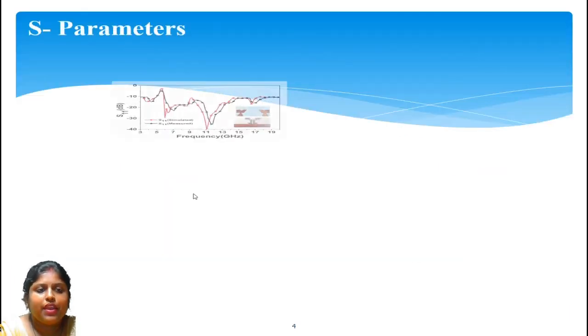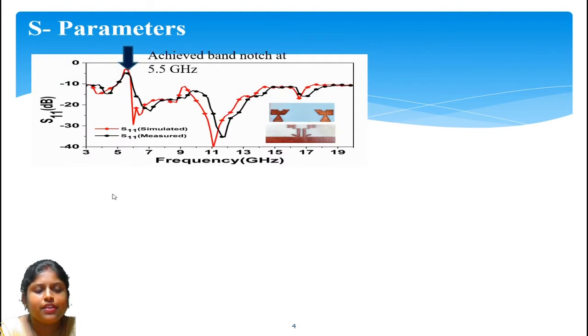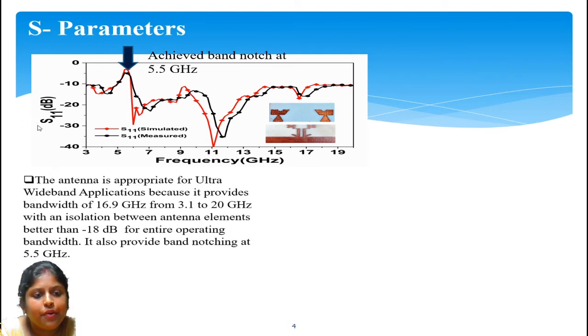Now, the S parameter. According to IEEE, the portion of the S11 curve that lies below the minus 10 dB line is represented as the bandwidth of the antenna. Here, the proposed antenna provides ultra wide band, with a bandwidth from 3.1 to 20 GHz, and it also provides band notching at 5.5 GHz. The band notching is at the WLAN band. This is the fabricated figure of the proposed antenna.